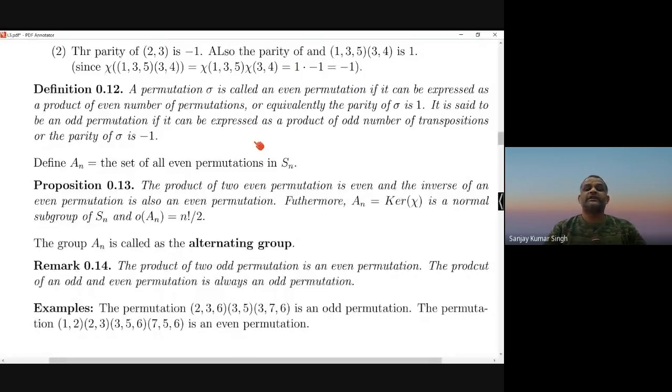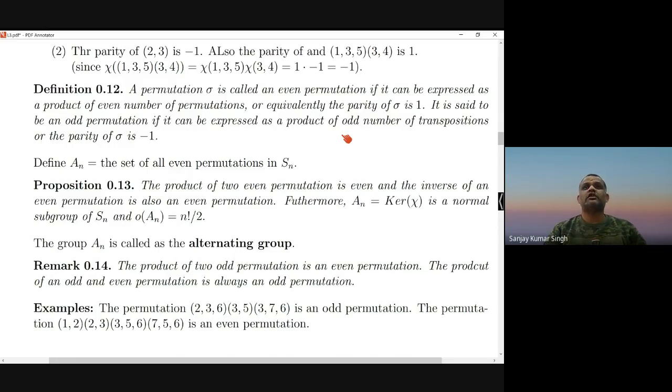So based on this parity, we can define even permutations and odd permutations. And there is another way of saying it: a permutation is called an even permutation if it can be expressed as a product of an even number of transpositions. Or you can say if the parity of sigma is 1, then we call it an even permutation. Similarly, if the parity of a permutation is -1, or it can be written as a product of an odd number of transpositions, then we say that it is an odd permutation.